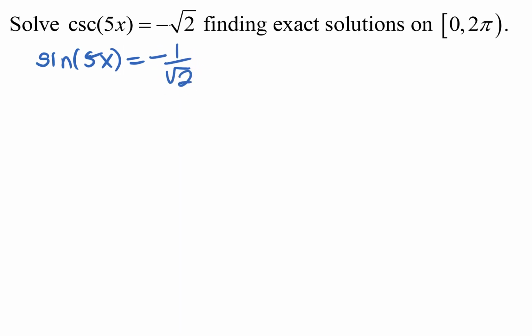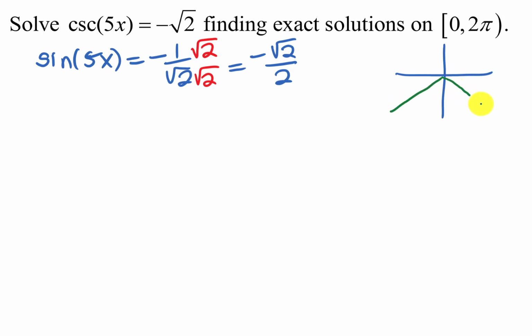And that may not be recognizable to you from the unit circle, but if I rationalize this, you'll recognize it. So this is going to be negative square root 2 over 2. So now I think about the unit circle and I think what quadrants would have a negative sine value, and I'm looking for negative square root 2 over 2. So I know they're multiples of pi fourths that are in quadrants 3 and 4.